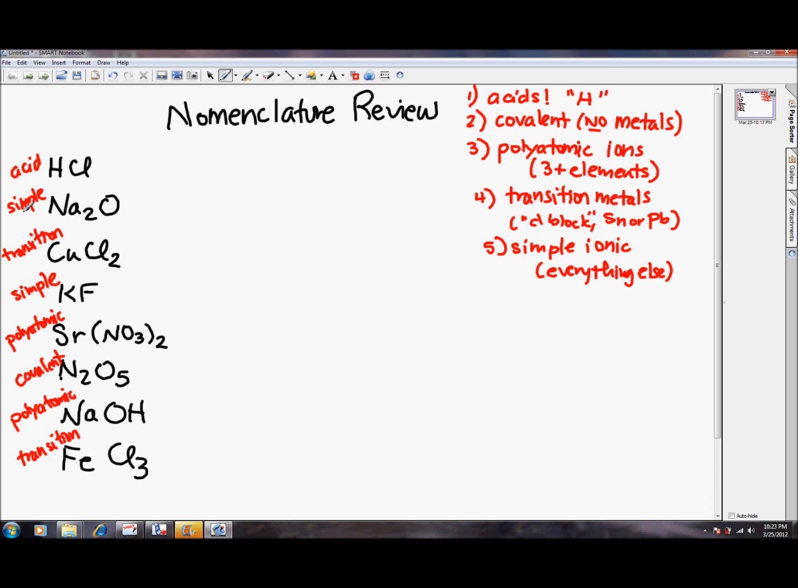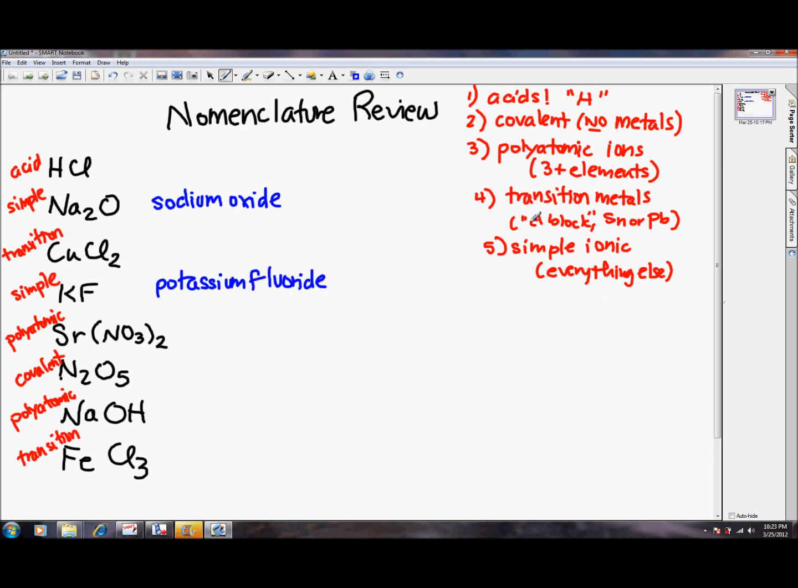Okay, now that we know what everything is, let's go back and quickly review how we're going to name them. Okay, remember the simple ionic compounds. You're going to name the metal, and you're going to take the non-metal, and you're going to change the ending to IDE, and that's it. So this is sodium oxide. Our other one is potassium, K and F, so that's going to be potassium fluoride.